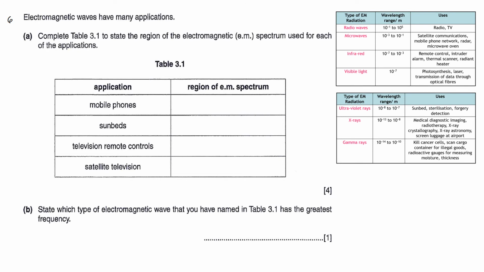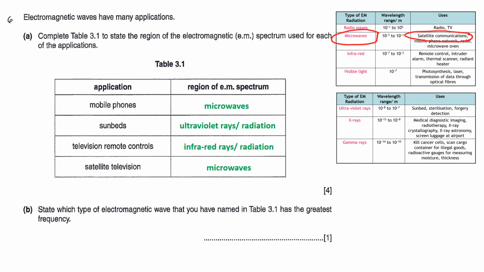For mobile phones, microwaves are used. For sunbaths or sun tanning, ultraviolet rays are used. For television remote controls, as we learned in the previous question, infrared rays are used. For satellite television, also revised in the previous question, microwaves are used.